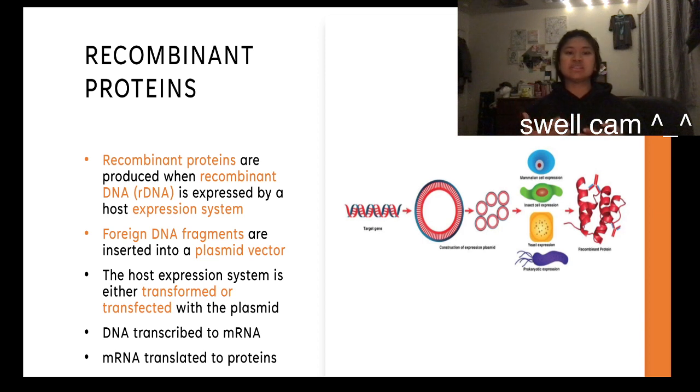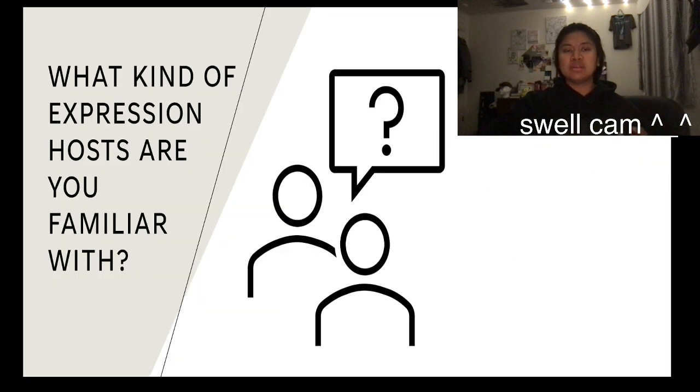Depending on your host expression system, it will either be transformed or transfected, and through central dogma, the DNA will be transcribed into mRNA, and then that mRNA will be translated into your protein of interest. So biotechnology is built upon recombinant proteins, and to get these recombinant proteins, you need host expression systems. So what kind of host expression systems are you guys familiar with?